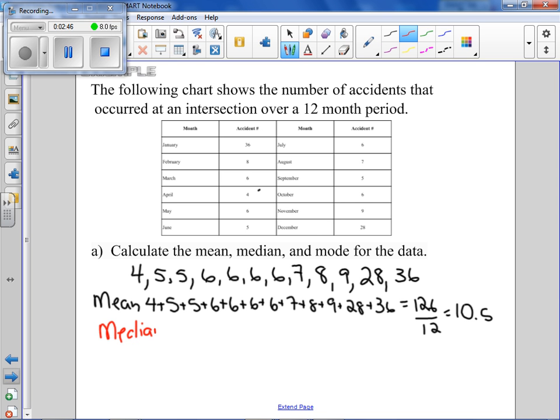The median is the middle, so I'm going to use the ranking that we just wrote. I'm going to cross off 2 at a time just to save it up. Now if I do 1 and 1, I need the number in between 6 and 6, so my median number is 6. My mode is the most common. 6 occurs the most often.